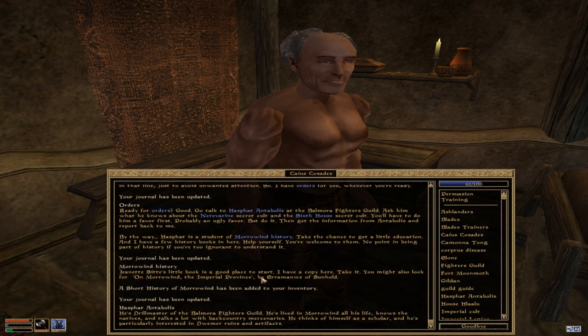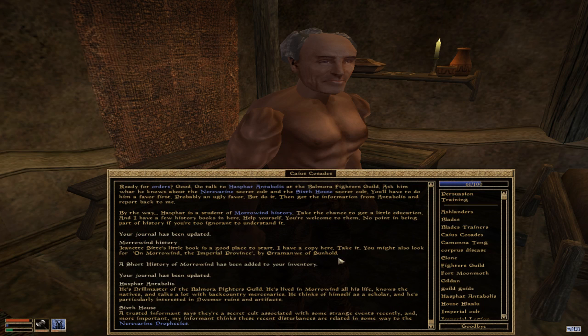Okay, then. Haspat Antabolis is the drill master of the Balmora Fighters Guild. He's lived in Morrowind all his life, knows the natives, and talks a lot with backcountry mercenaries. I mean, he thinks of himself as a scholar, and he is particularly interested in Dwemer ruins and artifacts.